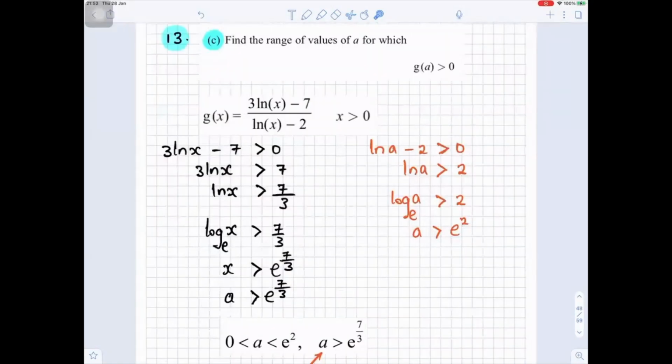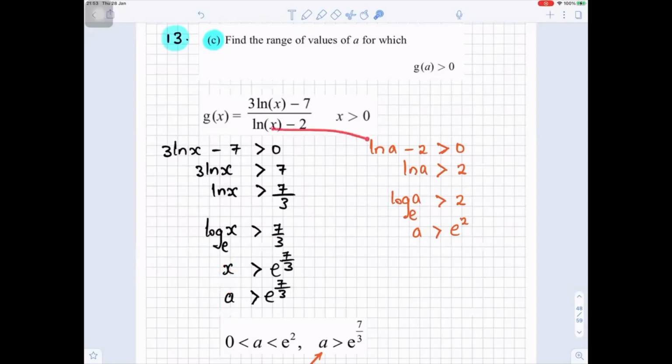For 13c, find the range of values of a for which g of a is bigger than 0. So let's look at the top, the numerator. 3 ln x is bigger than 0. Minus 7 goes to the right, it becomes plus 7. Times 3 goes to the right, it becomes divided by 3. So ln x is greater than 7 over 3. You can use log x to the base e is greater than 7 over 3. So e to the power 7 over 3. So x is greater than e to the power 7 over 3. So that's our a. Or a is greater than e to the 7 over 3.